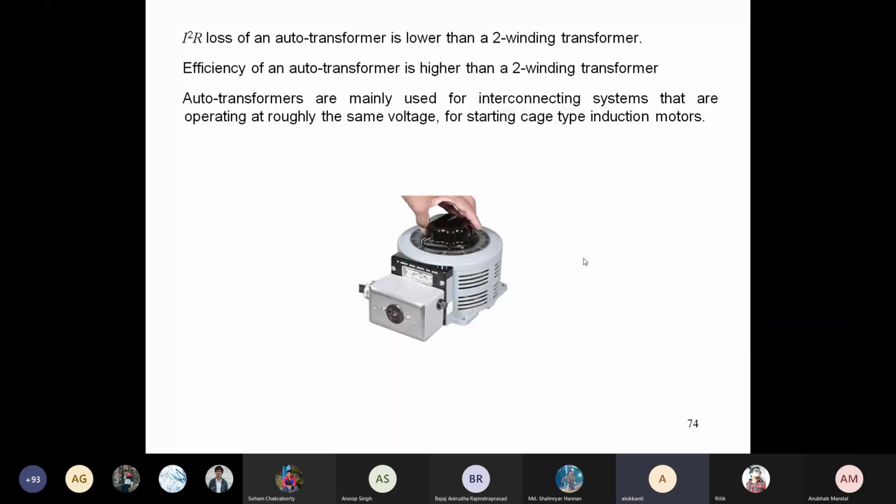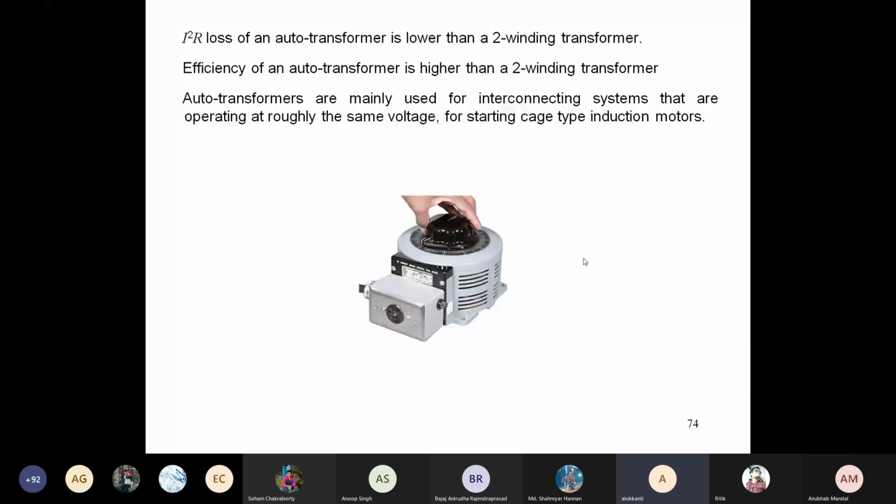Typically, if you have seen your labs, the auto transformers will actually look like this. And you see there is some arrow, where it can be varied from 0 to 100%. The secondary voltage can be 0% of the primary, or it can be varied to some value, 30%, 40%, 50%, and to 100% of the primary. So this is how the auto transformer is.